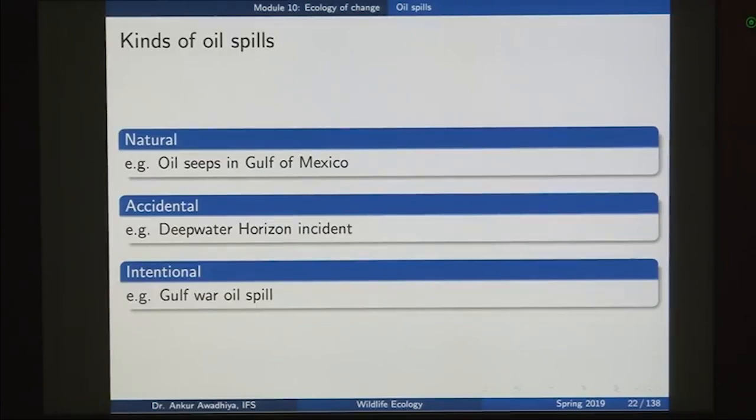And the third one is an intentional oil spill, in which case human beings intentionally release oil into the environment in order to cause harm to somebody. So a good example is the case of the Kuwaiti oil spills, in which there were people who spilled oil into the environment.